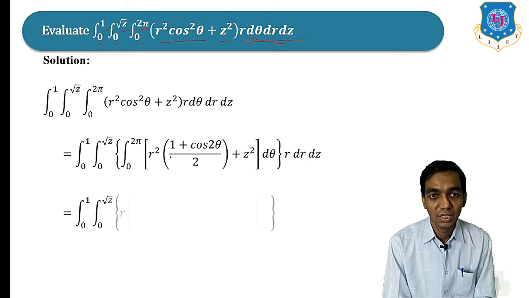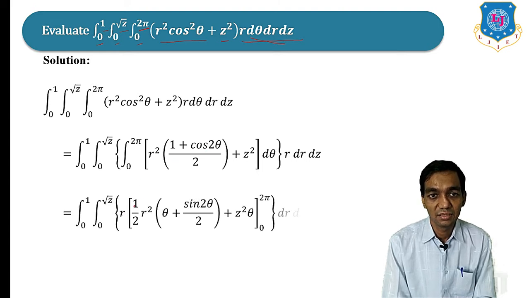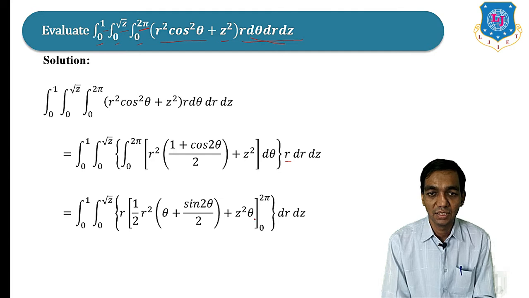So that will give you the integration of r square as it is, and this r as it is, so we are writing it inside. So 1 as an integration theta, 1 by 2 common out, cos 2 theta as an integration sin 2 theta by 2, and z square as an integration z square theta. Limit is from 0 to 2 pi, correct? Now, once you have the limit, then put the limit.